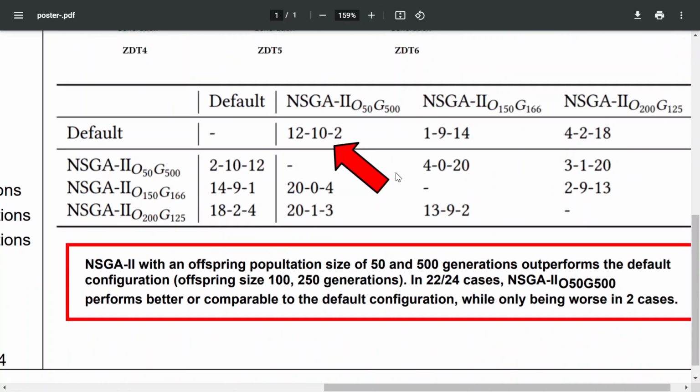In conclusion, we want to show that offspring population size is an important parameter to tune, and if you already apply tuning, you might as well include offspring population size in this procedure.